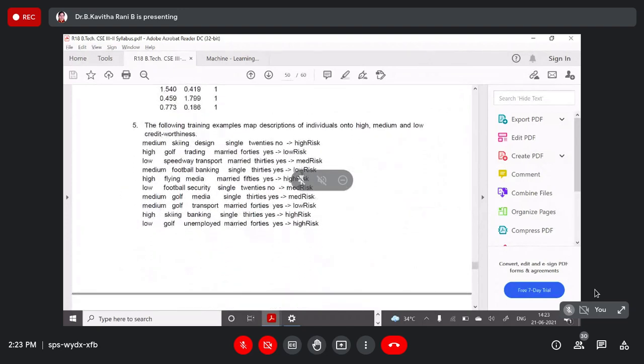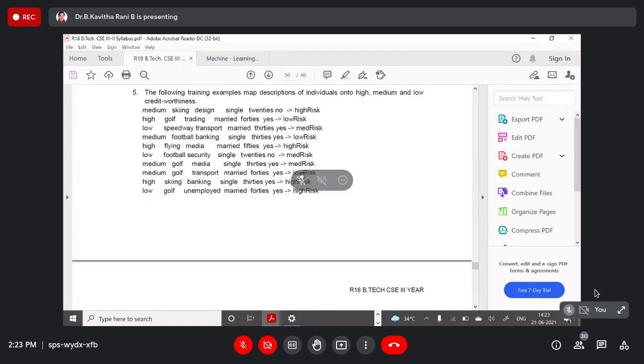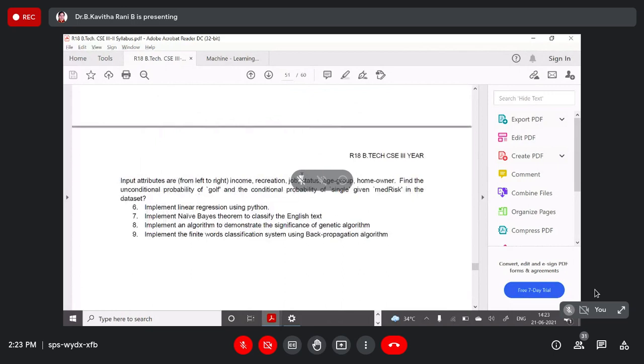Yeah, guys. In the last class, we completed our experiment 5. The following training examples map descriptions of individuals onto high, medium, and low credit worthiness. Input attributes are from left to right. So this has been described, and we have to find the unconditional probability and conditional probability.